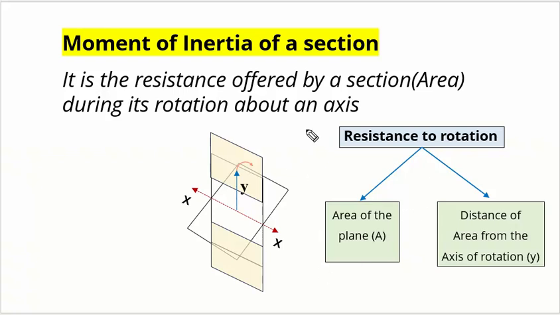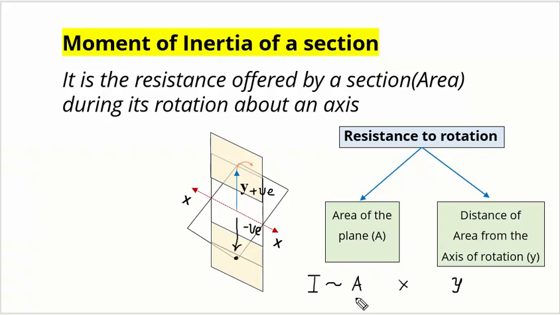We have seen that the moment of inertia of a section is the resistance to the rotation of a given section. We represent moment of inertia by the letter I. It depends on the first factor, the area of the section, and the second factor, the distance of the section from the axis of rotation. So I can write that I is proportional to A into y. But if you look at this diagram, for the upper area y will be positive, and for the area which is below, y is going to be negative.